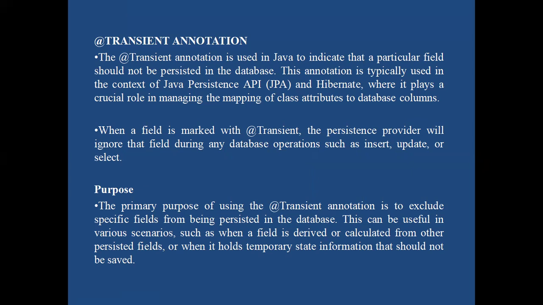When a field is marked with transient, the persistence provider will ignore that field during any database operations such as insert, update, or select. The purpose of the transient annotation: the primary purpose of using the transient annotation is to exclude a specific field from being persisted in the database. This can be useful in various scenarios, such as when the field is derived or calculated from other persistent fields, or when it holds temporary state information that should not be saved.